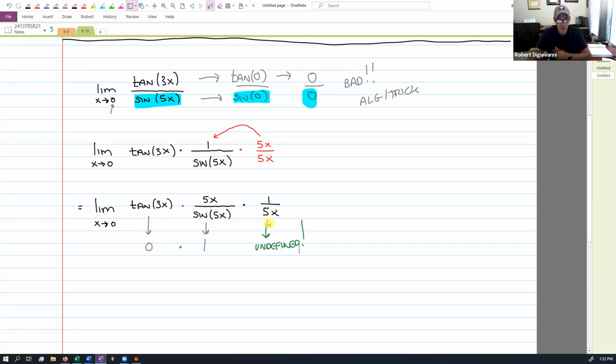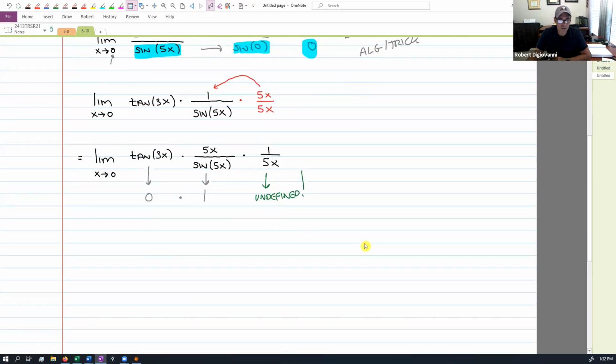Mm-hmm. So then you might be saying to yourself, well, this is just a bunch of crap because I still can't do it, until you realize this. This is the part that people are like, okay, I don't know about that. That's crazy. All right, so I'm going to rewrite the tangent as sine of 3x over cosine of 3x, because that's the definition of tangent.